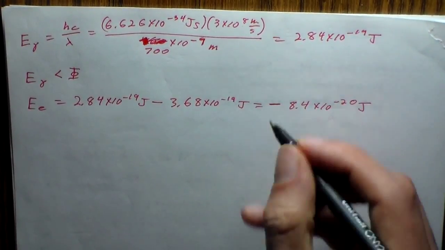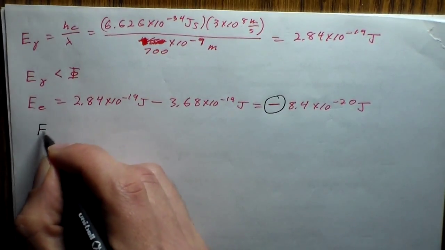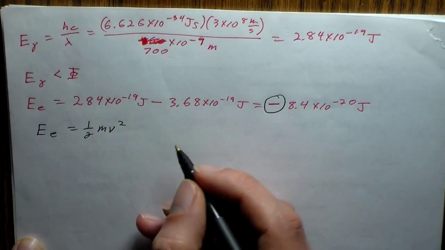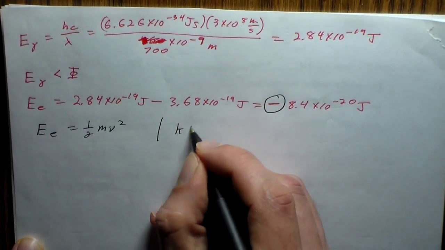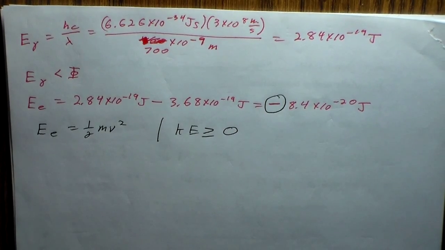And the important point is right here, we have a negative sign. Well, having negative energy is not that big a deal, but the problem is that if we try to figure out the energy of my electron, which is equal to 1/2 mv squared, remember from what we talked about before that our kinetic energy is always going to be greater than or equal to 0. So here's our big problem.